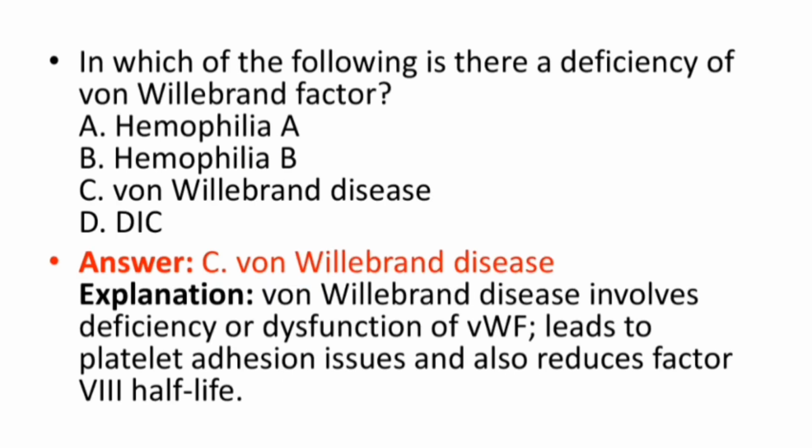In which of the following is there a deficiency of von Willebrand factor? Option A, hemophilia A; option B, hemophilia B; option C, von Willebrand disease; option D, DIC. The correct answer is option C, von Willebrand disease. Von Willebrand disease involves deficiency or dysfunction of von Willebrand factor. This causes platelet adhesion issues and also reduces factor 8 half-life.